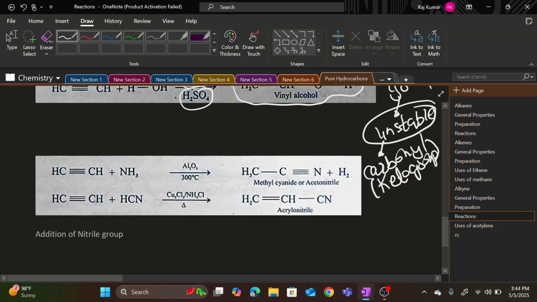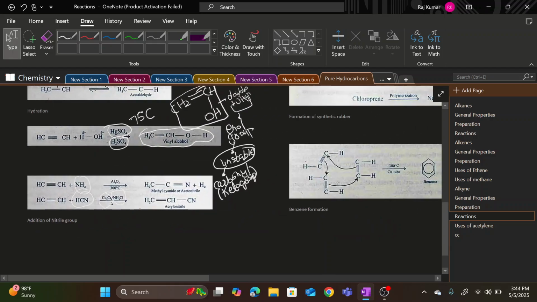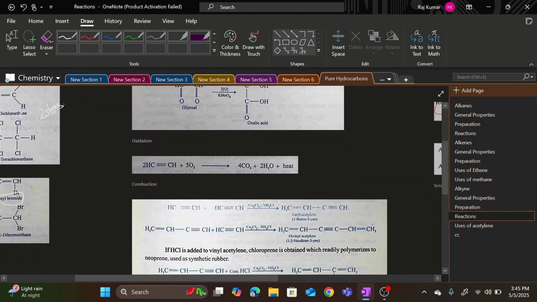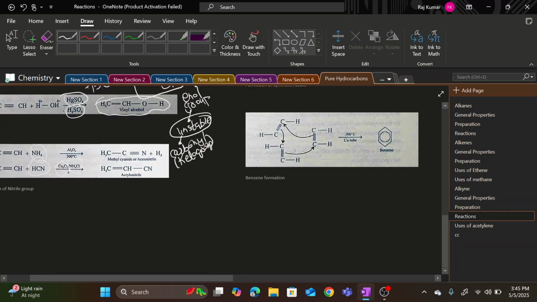Whenever we are going to add ammonia with aluminum oxide at 300 centigrade, we basically will get acetonitrile or cyanide. Or when we add hydrogen cyanide into ethyne, we'll basically get, with the catalyst copper chloride, ammonium chloride, acrylonitrile. And then we have some oxidation reactions with alkyne. These are again pretty simple.